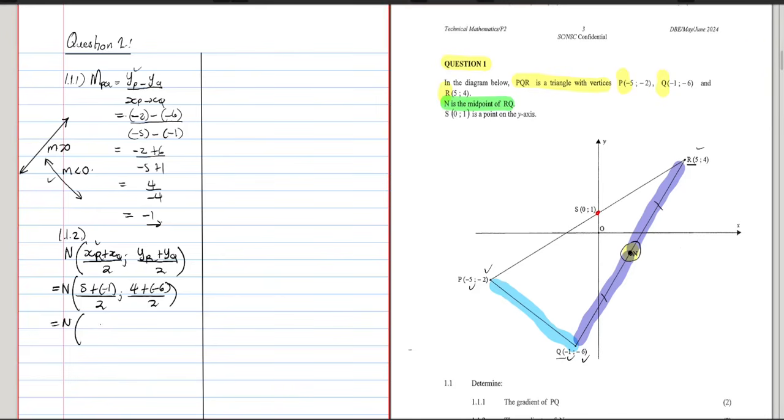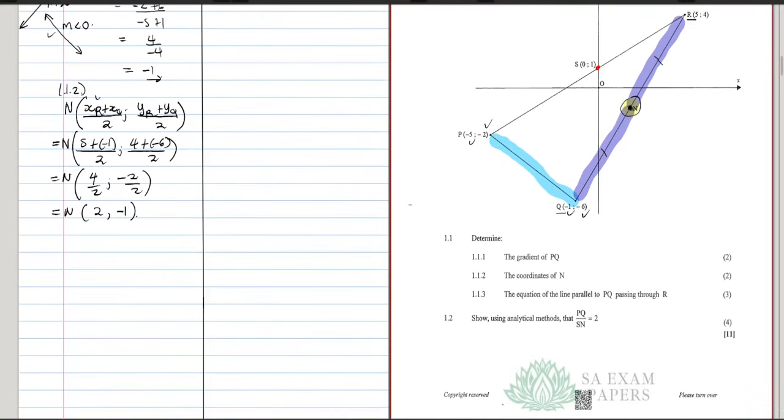5 plus negative 1, so you add 5 to a negative 1, you should get a 4, divided by 2. A 4 plus negative 6, that should be a negative 2 divided by 2. N is equal to 4 over 2, that's 2. And then the other one, it's negative 1. That should be the answer for this one: 2 and negative 1. So those are the coordinates of the midpoint.